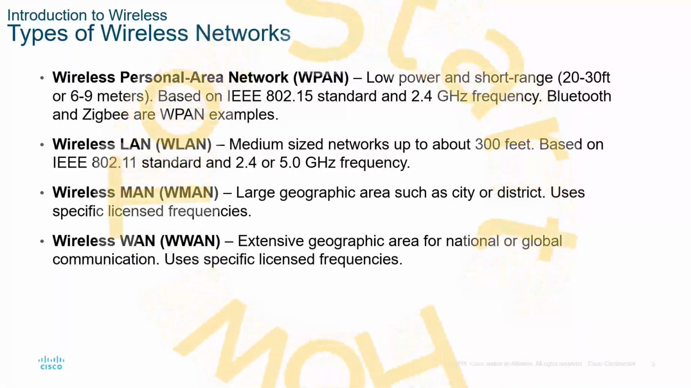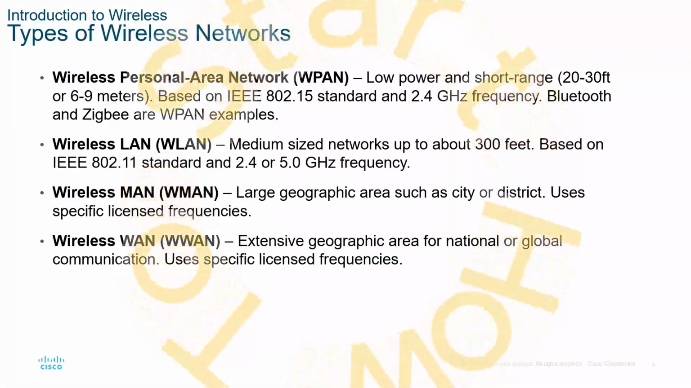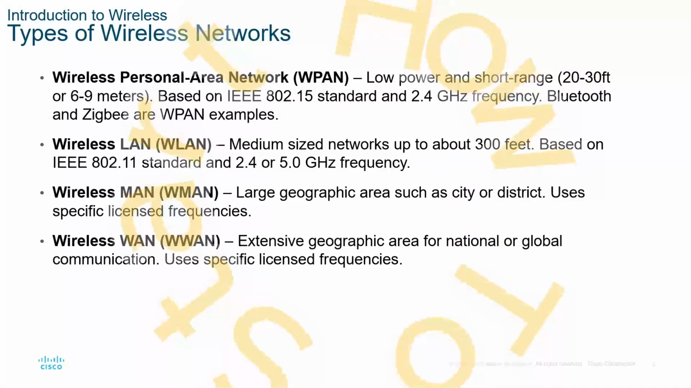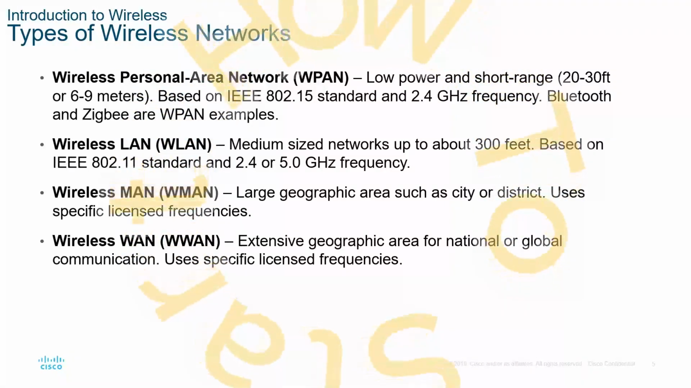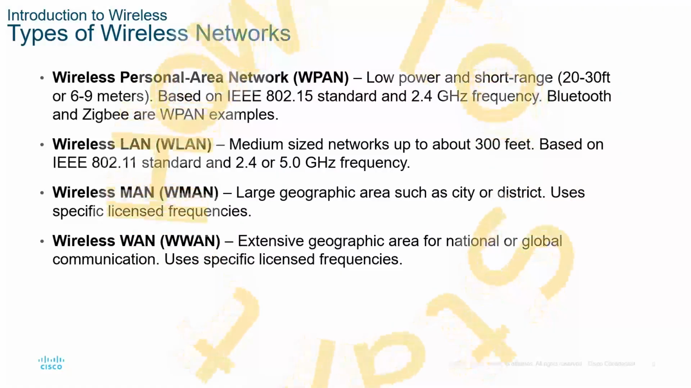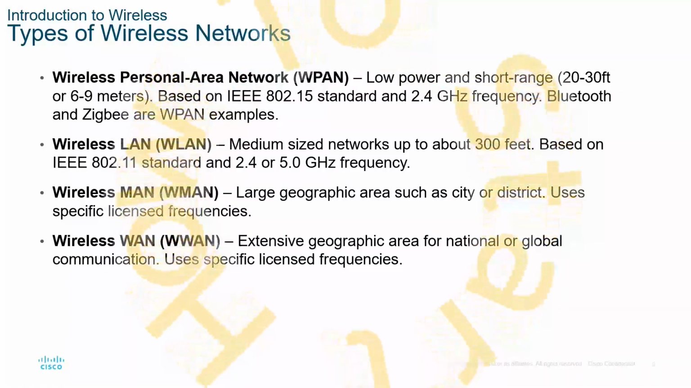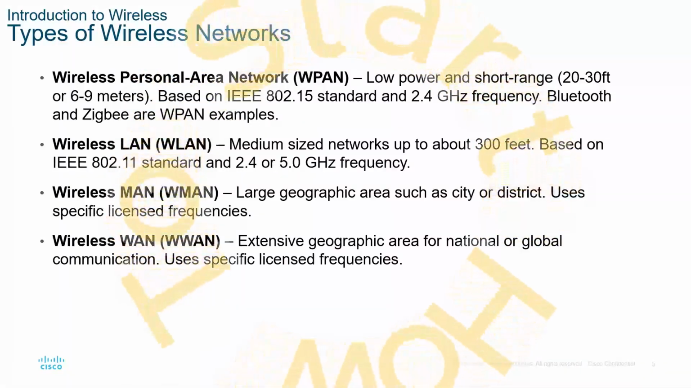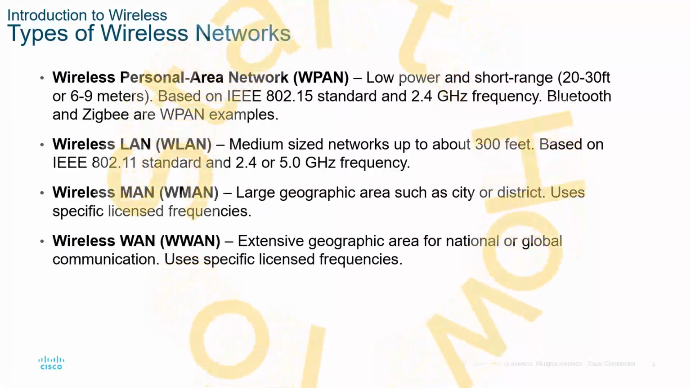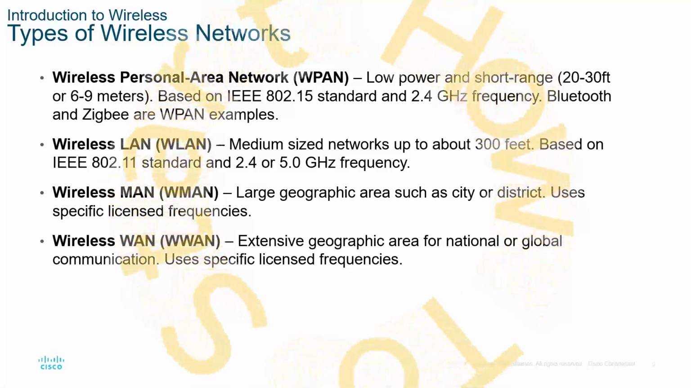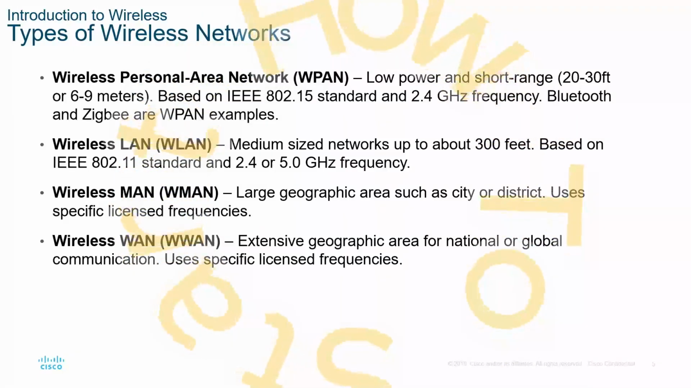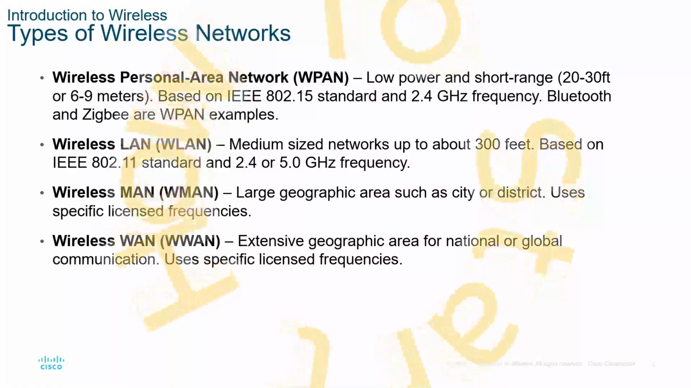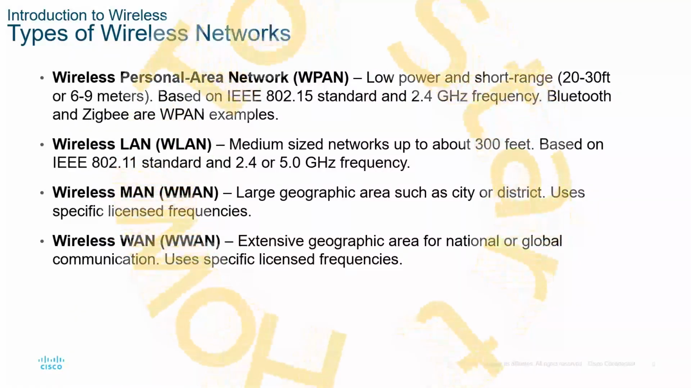So if we're talking wider area, like city-wide, that could be a WMAN, which is, again, wireless MAN. Larger geographical area, this might be using things such as WiMAX, for example. Lastly, we have wireless WANs, WWANs. These are extensive geographical areas, countries. This could be satellite or other high-powered wireless functions.